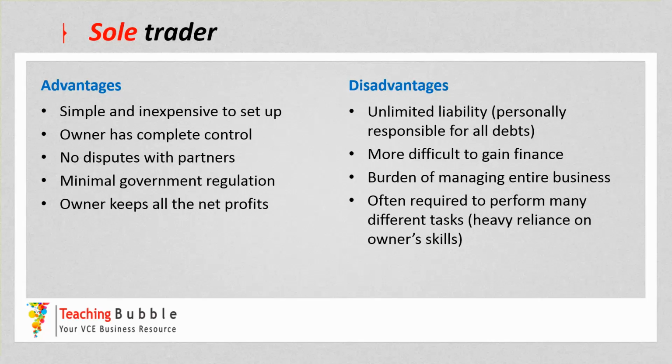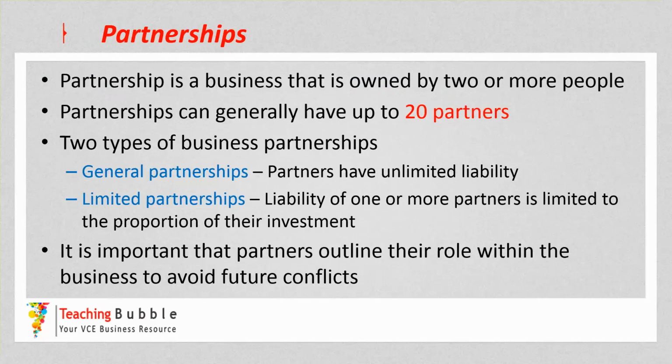So, for example, a tradesperson may start their own business, but then all of a sudden they need to be across accounting and marketing and all those types of things, and there's a heavy reliance on the owner's own skills. Now, a partnership is very similar to a sole trader. However, it's a business that is owned by two or more people. So rather than just one person, there is two or more people, and a partnership can generally have up to 20 partners.